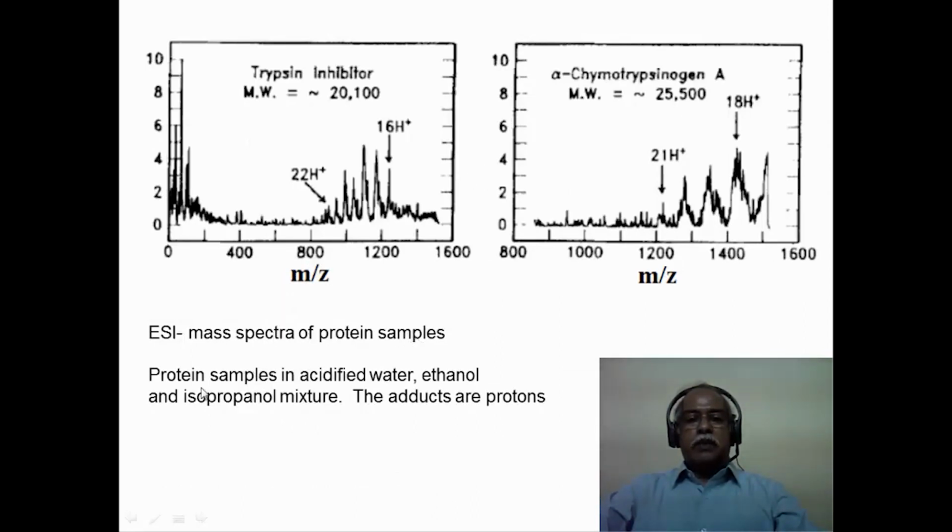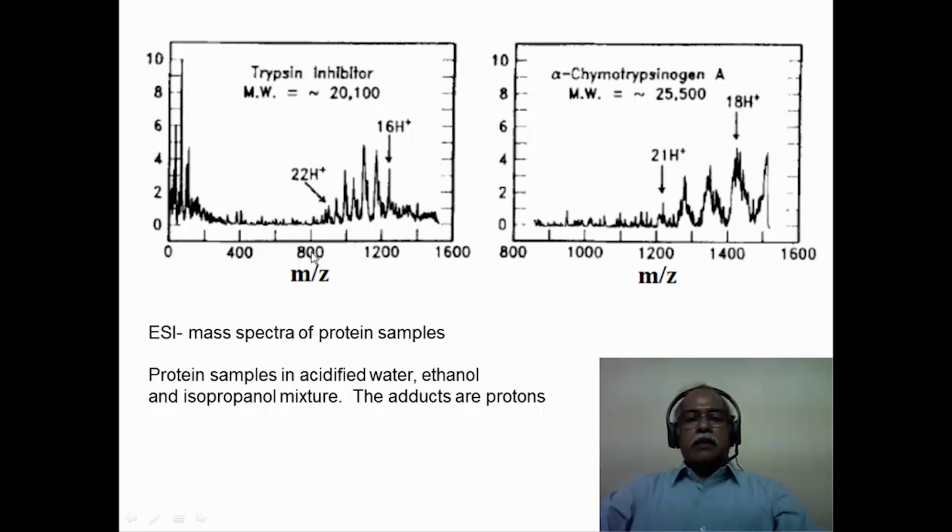Essentially, the protein samples were dissolved in an acidified water, ethyl alcohol, isopropyl mixture, and the adducts are essentially protons. In other words, what we are looking at is a multiply protonated protein molecule. This is trypsin inhibitor. Molecular weight is about 20,100 or so. What you are seeing is a molecular ion peak around 900.